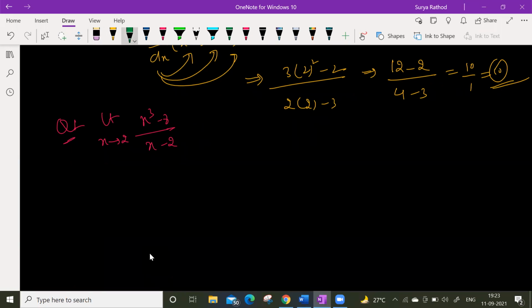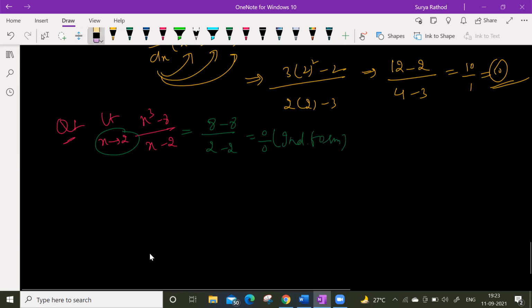Look at it. What is the first step I told you? Substitute the value of x. So 2 cube is 8, right? 8 minus 8 divided by 2 minus 2, we get 0 by 0, right? So 0 by 0 is an indeterminate form. Okay. All right. So next, what is the next step?